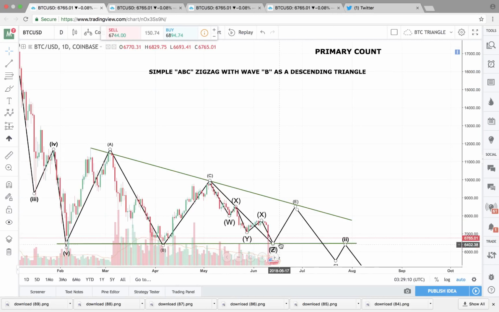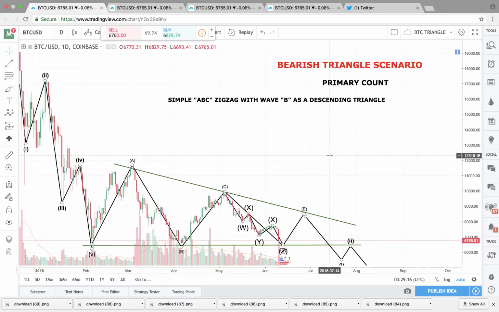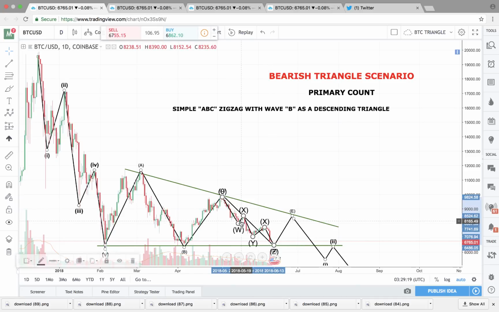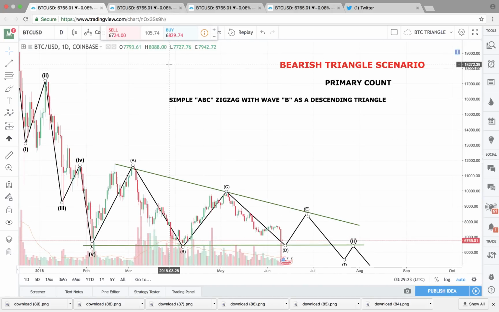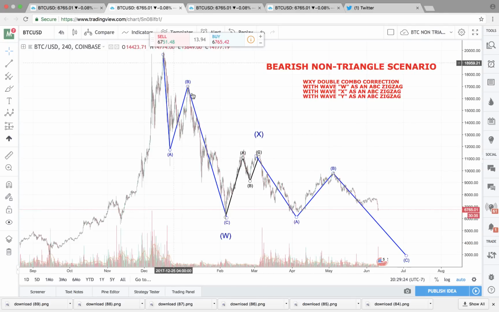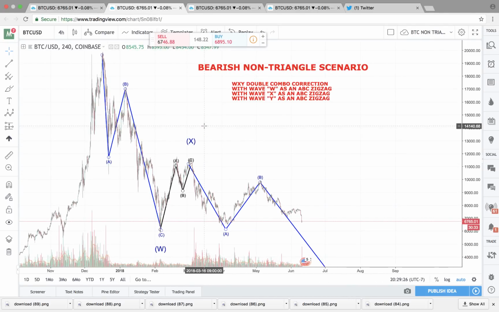So assuming we do dip down below the 6.45 and we get any sort of a significant close below that level, then we'd have to throw out this triangle count here. It would no longer be valid. So the only alternative then is to look at the other scenarios that I have, starting with the bearish non-triangle scenario. So assuming that we are not in a triangle, we'd have to look at this scenario.